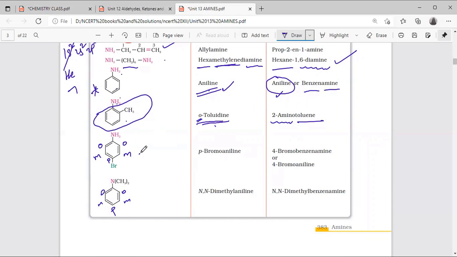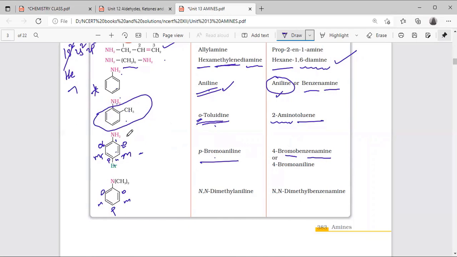You can see this one. Para-bromo aniline. Aniline means this much. Para position bromine: para-bromo aniline. Otherwise, 4-bromo benzene amine. If you give the numbering, from where you give 1, then 2, then 3, then 4, then 5, then 6.